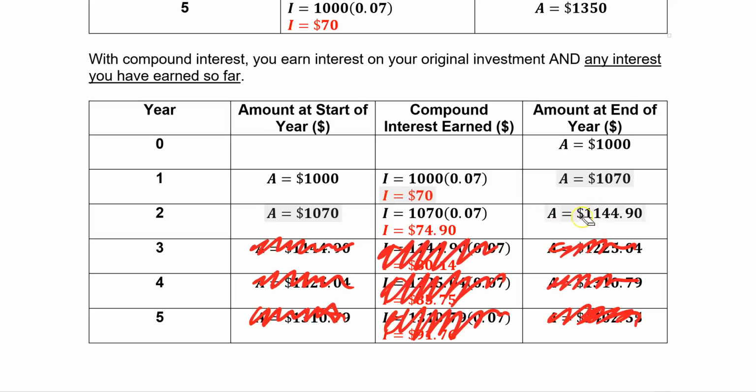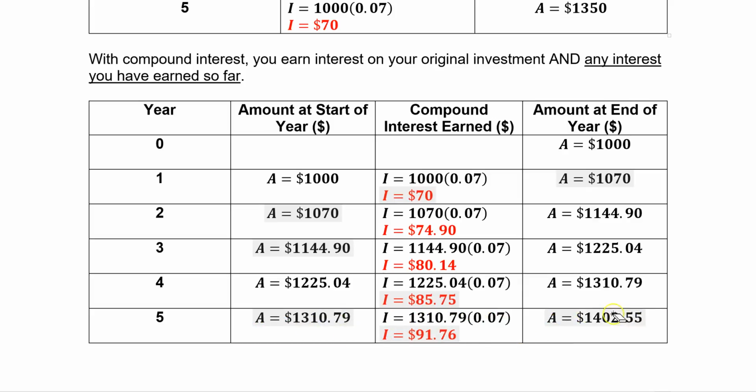At the end of year 2, that becomes our total at the beginning of year 3, and we earn the 7% on that amount. We're now earning $80.14 in interest, for a total of $1,225.04. At this point, I'm rounding to 2 decimal places because we're talking about money. Going on further, we earn 7% on that amount, and then 7% on that amount, and we have a total of $1,402. Compared to the simple interest table's $1,350, we've earned about $52 more with compound interest.